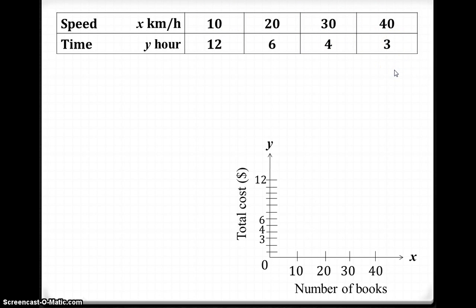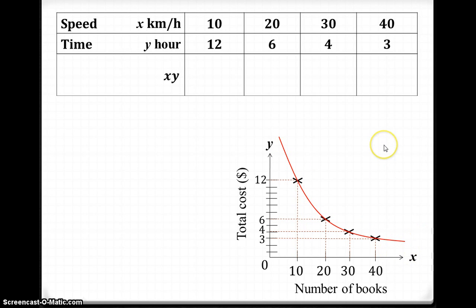In other words, in terms of mathematics, if you plot this graph, you'll see the graph will be a curve that is going down and down, getting nearer and nearer to the origin. Okay, then how to differentiate whether a set of data are in inverse proportion?